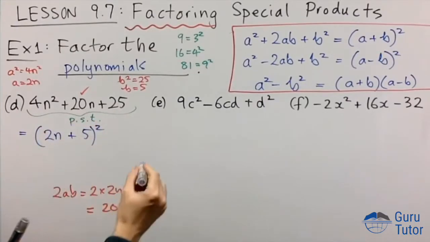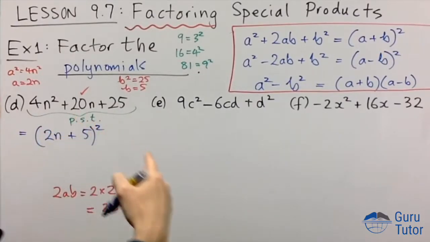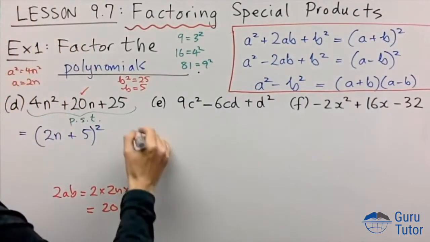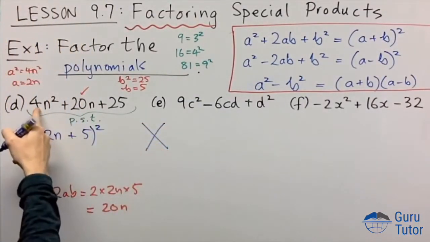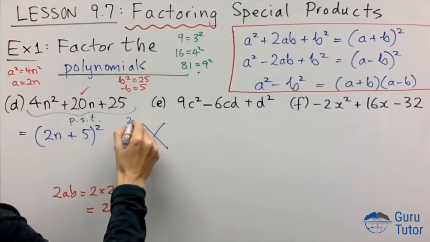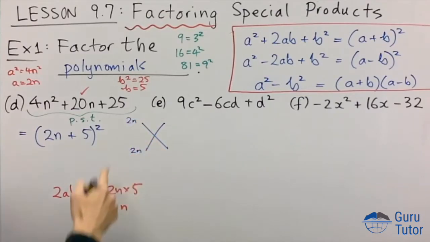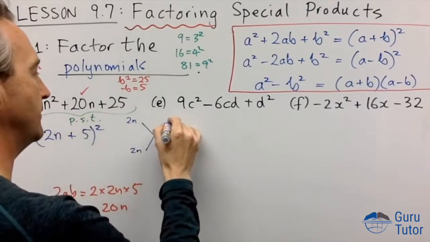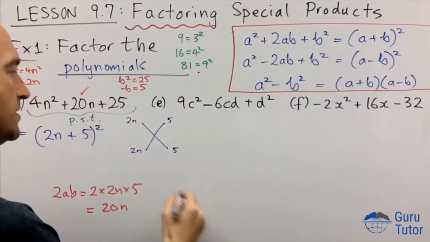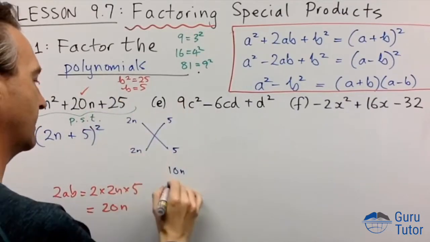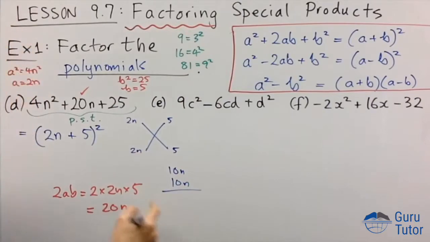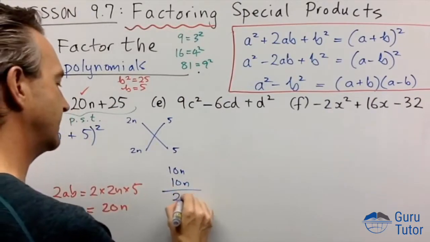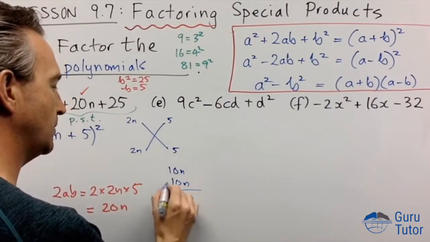If you're not too confident with these or you want to check your answer, you can still use that cross method, okay? Put factors of 4n squared here, 2n, 2n. Put factors of 25 here, 5, 5. Cross method, 10n, 10n. We want two numbers that add to give 20n. Do these work? Yes, that's all perfect the way it is.